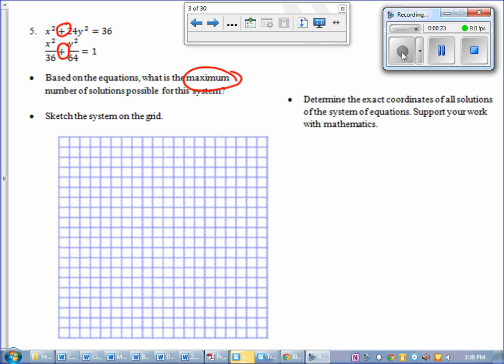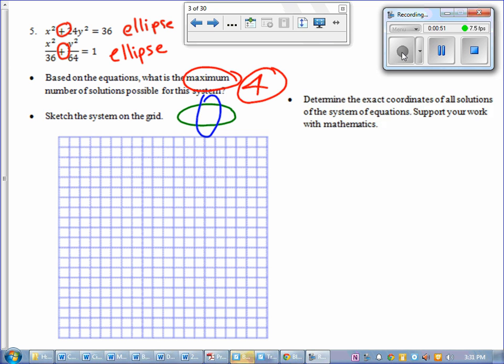And the plus sign is telling me that this is going to be an ellipse. And the second equation is also going to be an ellipse. So we need to think about how many times two ellipses could intersect. So I'm going to draw one ellipse and then a second ellipse, leading them to intersect as many times as possible. And by counting those out, I see that there are 4 possible solutions for a system with 2 ellipses.